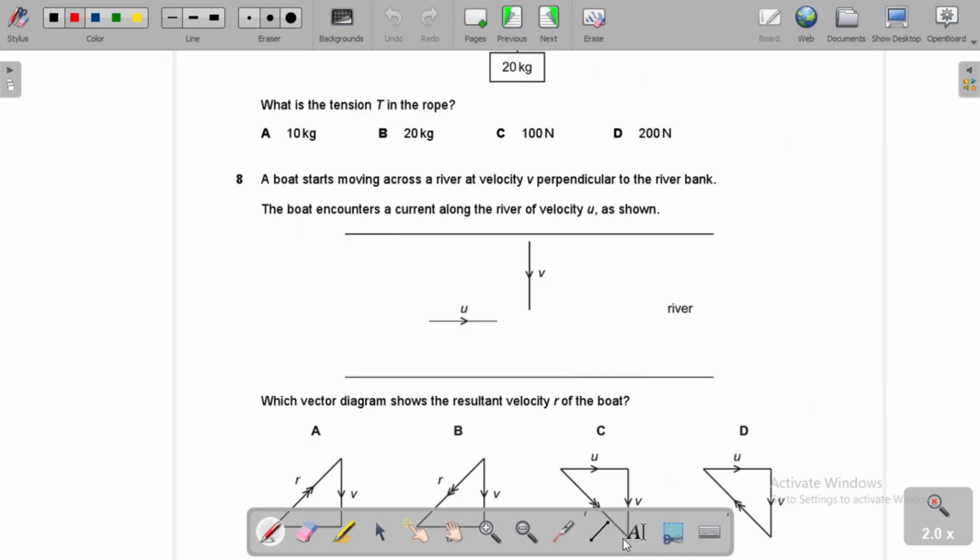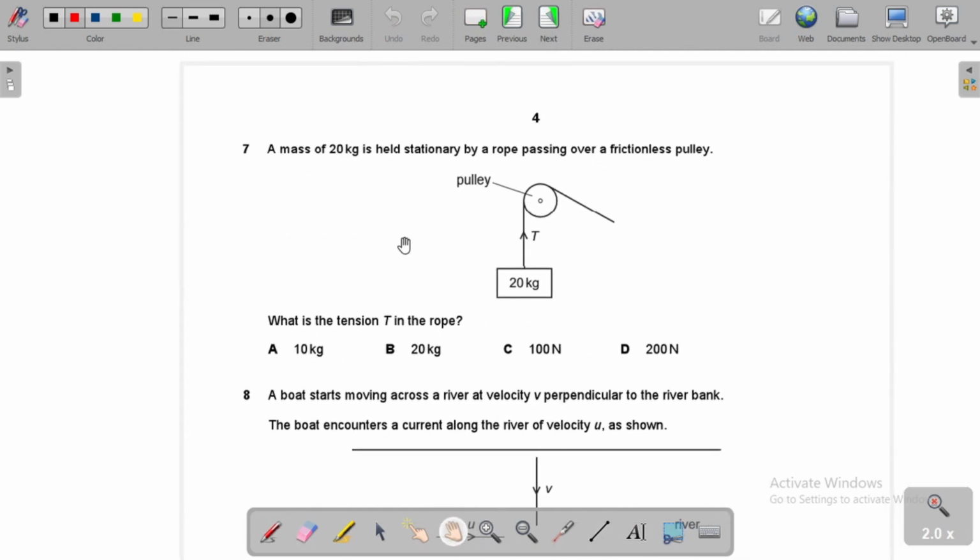Okay, let's go to the next question. The next question, question 7. A mass of 20 kilograms is held stationary by a rope passing over a frictionless pulley. What is the tension in the rope? Now you need to take note of this word, stationary. It's not moving, and frictionless. So when it is stationary and frictionless, it means the tension in the rope is equal to the weight. And what is weight? Weight equals mg.